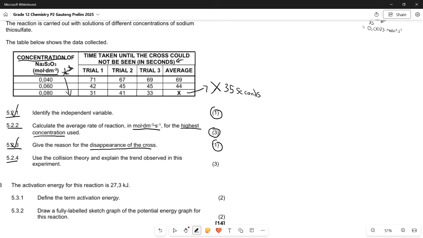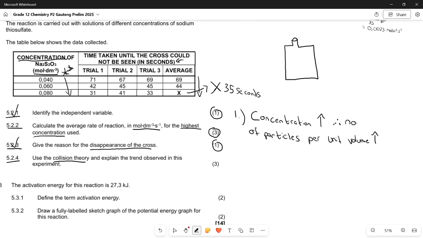And then 5.2.4 says, use the collision theory and explain the trend observed in this experiment. As our concentration increases over here, the average rate of reaction decreases from 69 to 44 to 35. Using collision theory, a very common question, we have to explain this trend with 3 main points: as the concentration increases, the rate of reaction decreases. Number 1, we say concentration increases, and therefore the number of particles per unit volume increases.